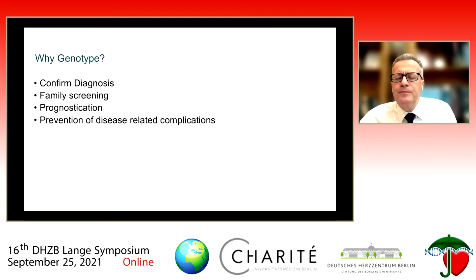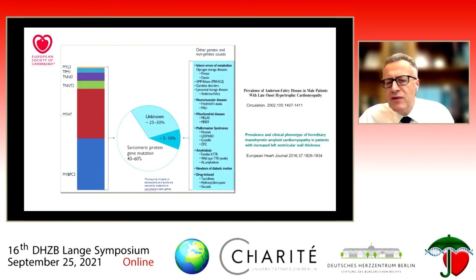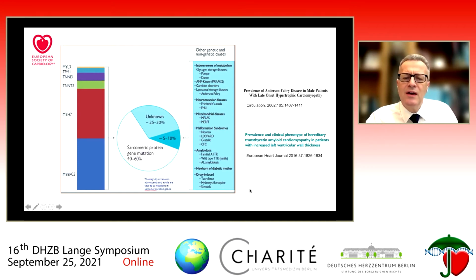But in the clinic, why would we want to know a genotype? And this slide is a version of what I've been using for a long time. The traditional way of talking about this is that we want to confirm diagnosis, we want to perform family screening, we want to get some estimate of prognosis for that patient, and we want to prevent disease-related complications. Certainly in terms of confirming diagnosis, this can be helpful. It's actually probably more helpful in some of the rarer phenotypes, at least in the case of hypertrophic cardiomyopathy, than it is in the diagnosis of sarcomere protein mutations. But it does have an increasing role in confirming diagnosis.